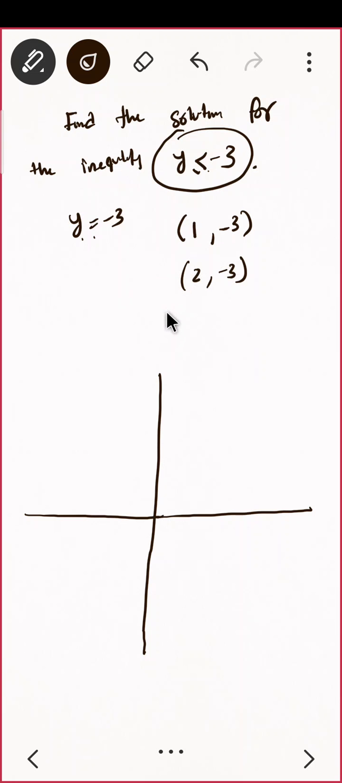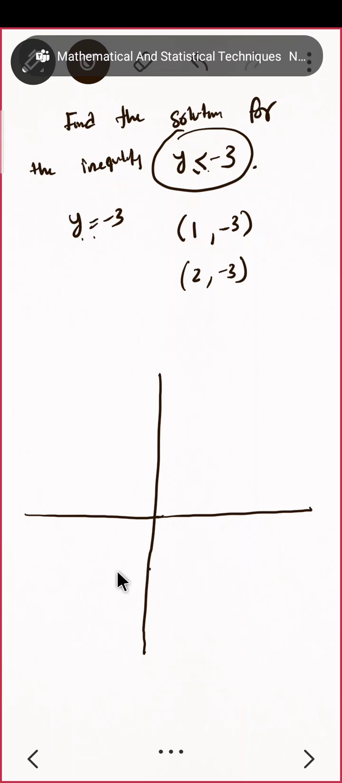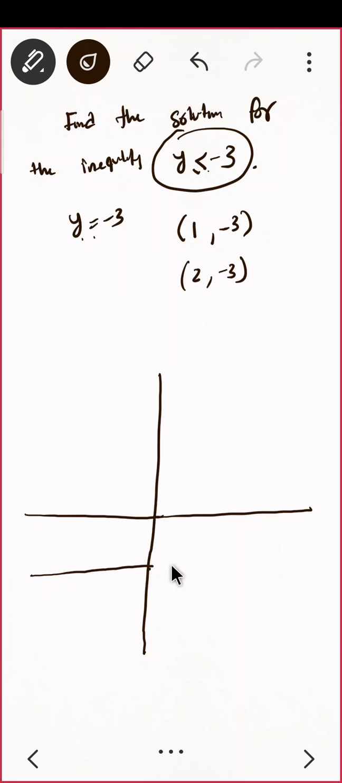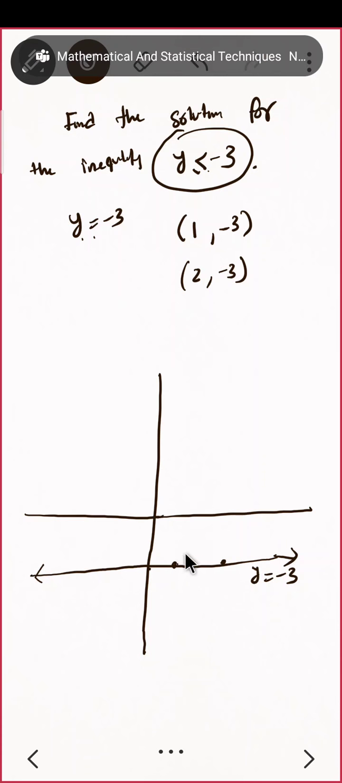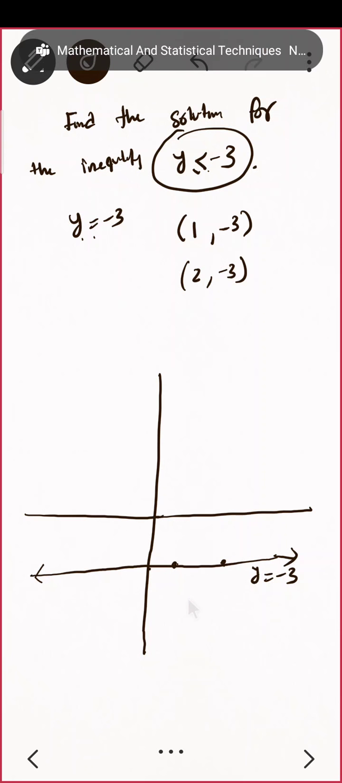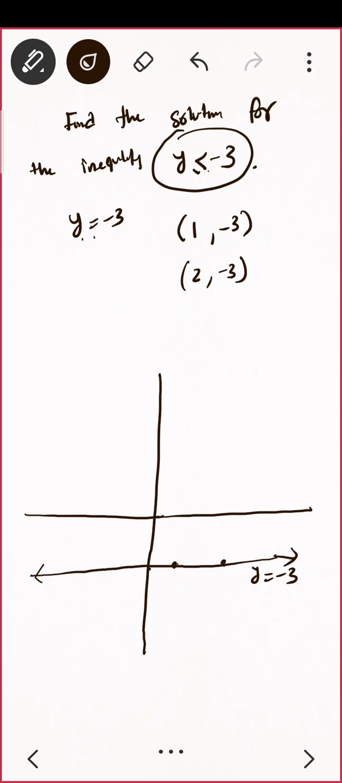Can somebody tell me what will be the graph? Minus 3 will be somewhere here, so it will be a straight line parallel to x-axis, if you remember. So this is the graph of y is equal to minus 3. Take any point. What is the coordinate for this point? 1 comma minus 3, 2 comma minus 3, like that. Is that clear, everyone? Is the first step clear? I just draw the graph of a straight line, that is y equal to minus 3.